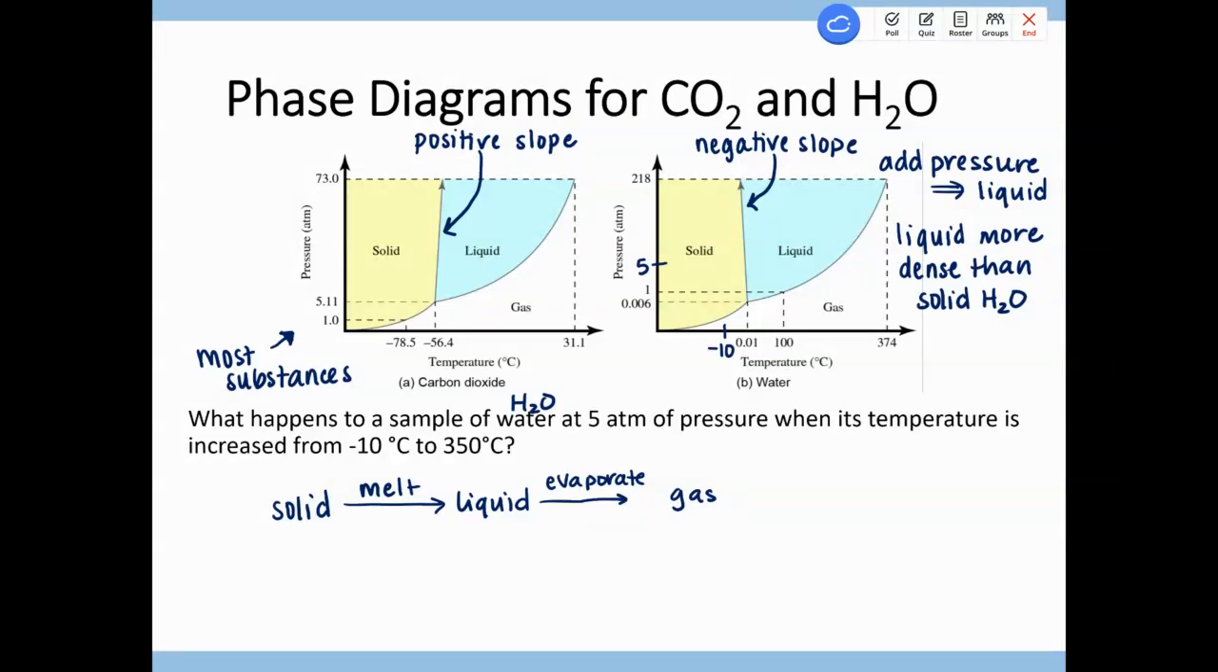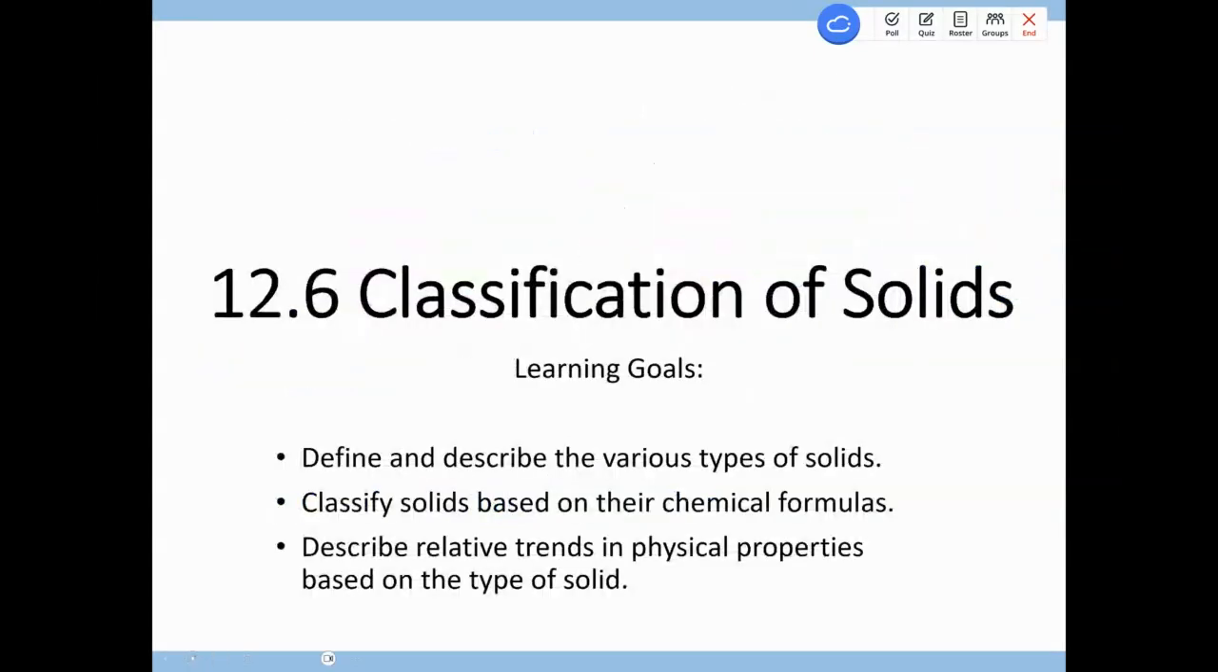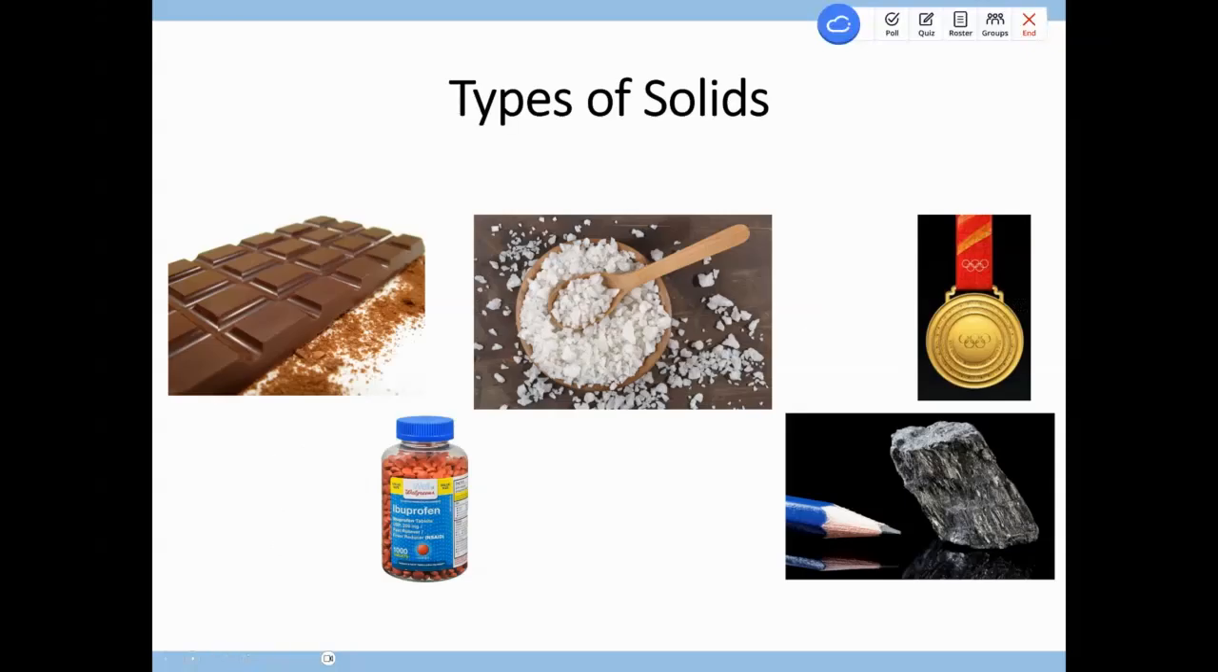Okay. Well, last term we talked about gases. So far this chapter we've talked a lot about liquids, and now we're going to talk about solids. So next unit we will talk about different types of solids and their physical properties. I've got a few pictures here of different types of solids. The first is chocolate. That's a mixture of different molecules, but that mixture is a solid. Its melting point is relatively low. If you're holding chocolate, it might melt in your hand.